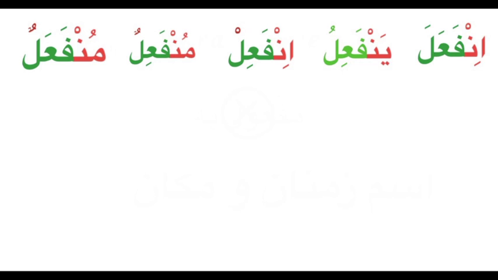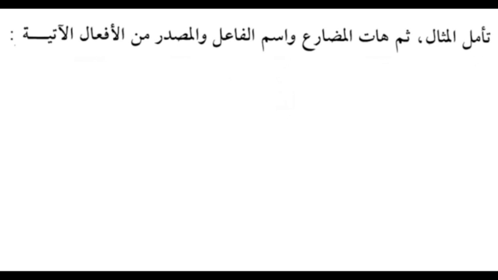So we're going to see now how we conjugate this fa'al. It's very straightforward. I hope you all should be able to do it very comfortably. So in fa'ala, the mudari will be yanfa'ilu. Amr will be infa'il. Ism fa'il will be munfa'ilun. And we know there is no ism maf'ul, but ism zaman wa ism makan will be munfa'alun. And masdar will be infi'alun. So this is the conjugation. We're just going to do conjugation of a few verbs and practice and then move forward inshallah.